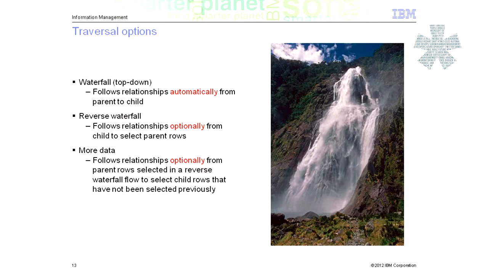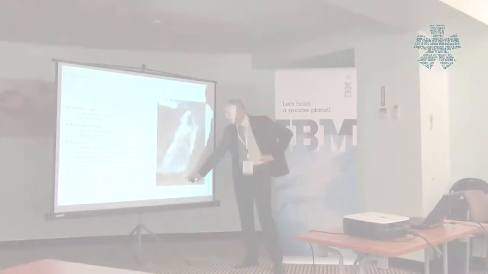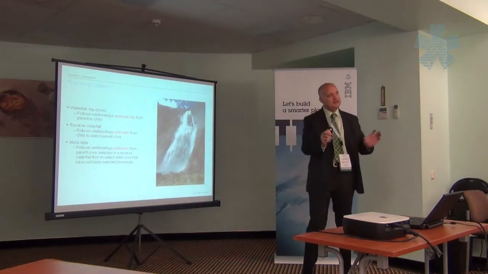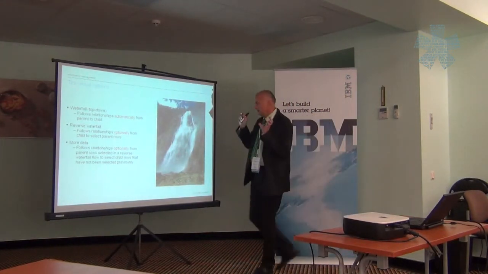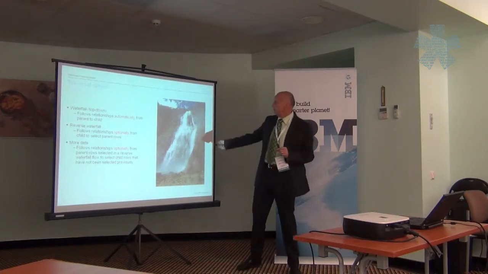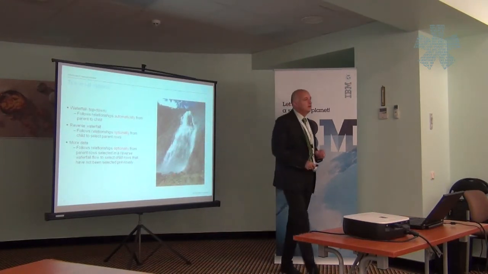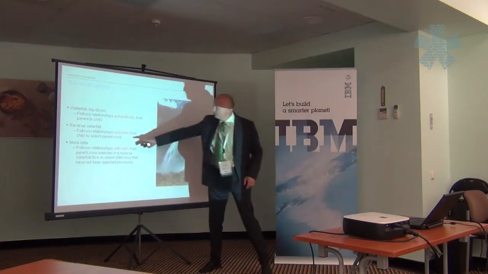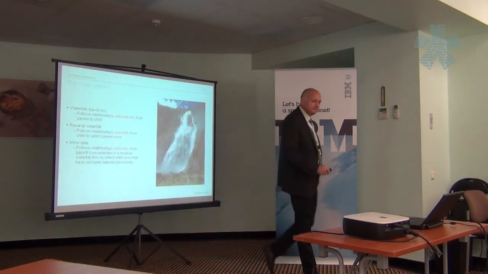Options: there is waterfall, so top down, which automatically follows relationships from parent to child. But we have the possibility of reverse waterfall. Optionally, the selected child can also select the rest of the parent rows to get fully referentially correct data, or we can go down again to retrieve other child rows for the selected parent rows from this phase.